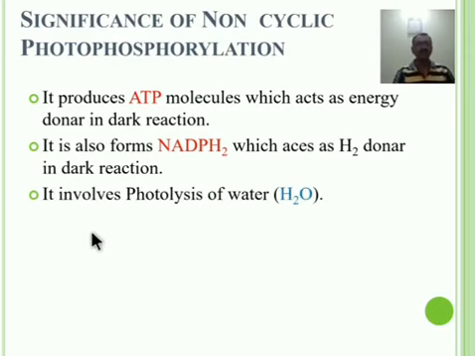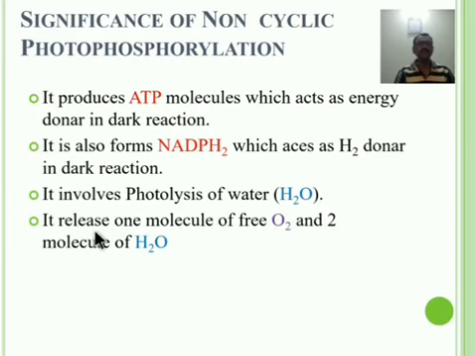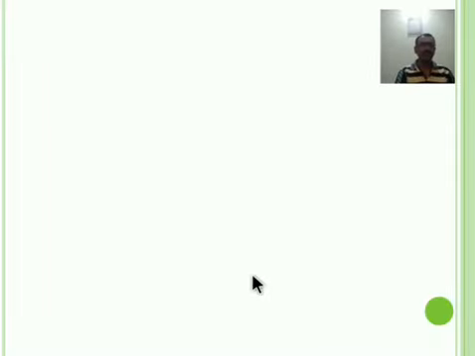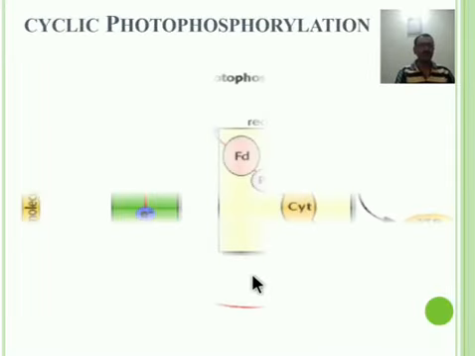Third, it involves the photolysis of water. Here the first step is nothing but the photolysis of water, splitting of the water molecule into oxygen and hydrogen. It releases one molecule of free oxygen from two molecules of water here. These are the significance of non-cyclic photophosphorylation.